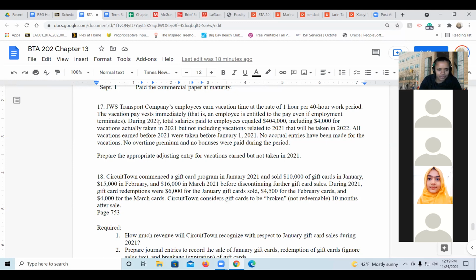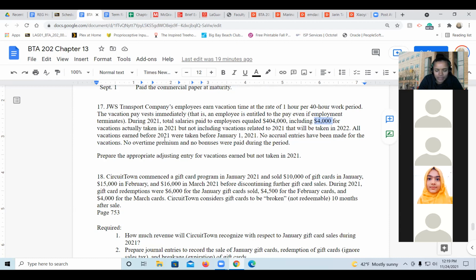During 2021, total salaries paid to employees equaled $404,000, including $4,000 for vacations actually taken in 2021, but not including vacations related to 2021 that will be taken in 2022. So basically, 404,000 was paid, but 4,000 relates to vacation. So really what the people earned for 2021 was $400,000, because you're not going to use actual vacation pay in the calculation of what is still owed to them. So 404,000 minus the 4,000. I'll explain that more on the sheet here.